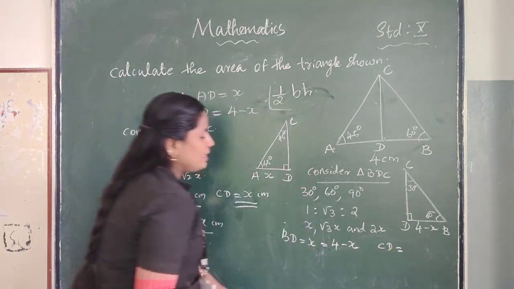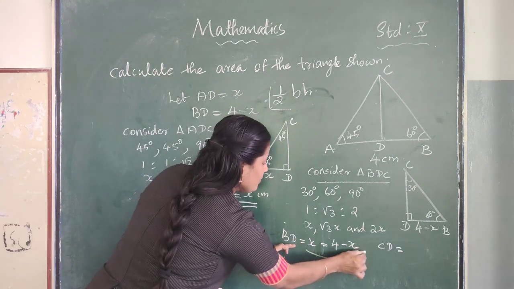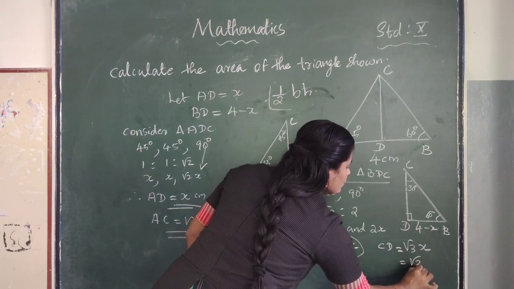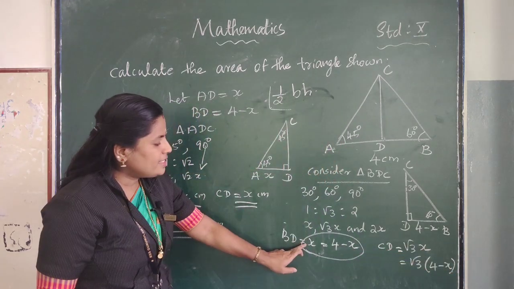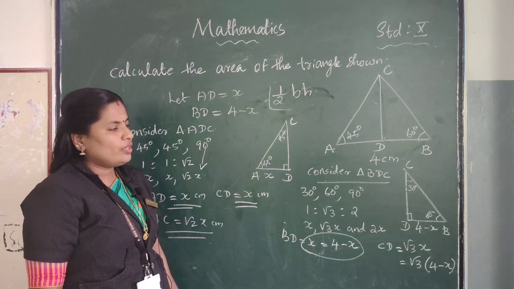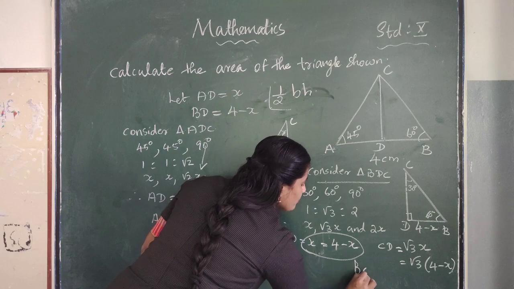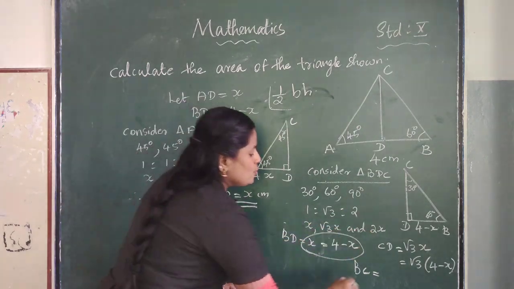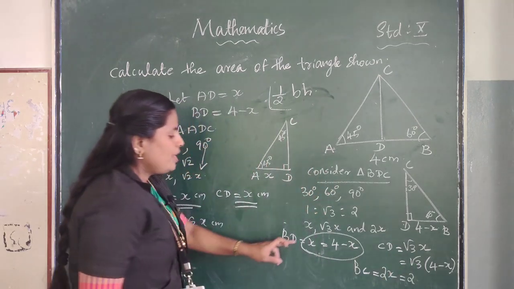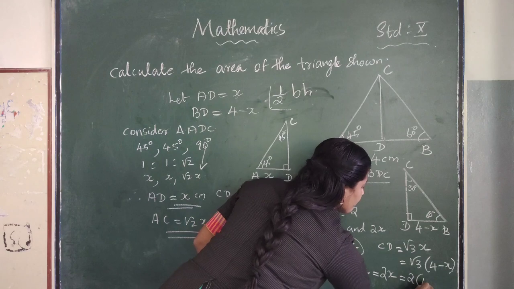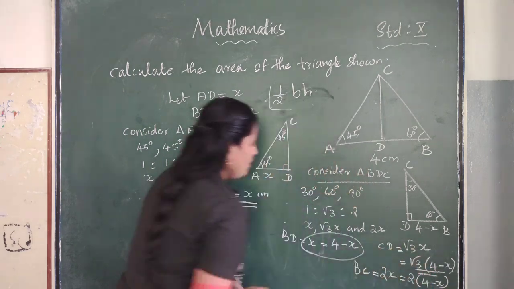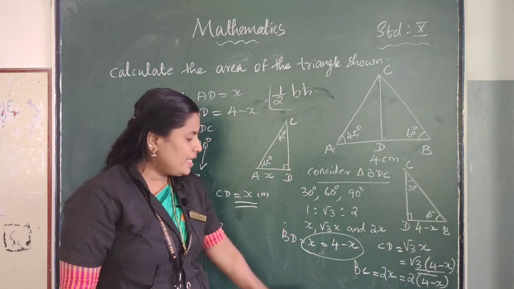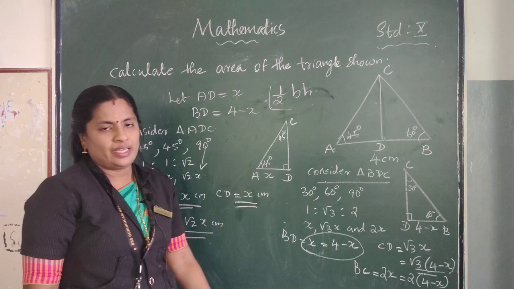CD equal to, what do we know? Root 3 x. Instead of x, what have we written here? 4 minus x. So this is equal to root 3 into 4 minus x. Then BC, the hypotenuse, is opposite 90 degree, so that is 2x, which is equal to 2 into 4 minus x. So BD equal to 4 minus x, CD equal to root 3 into 4 minus x and BC equal to 2 into 4 minus x.